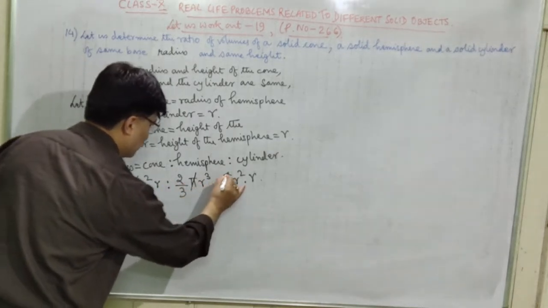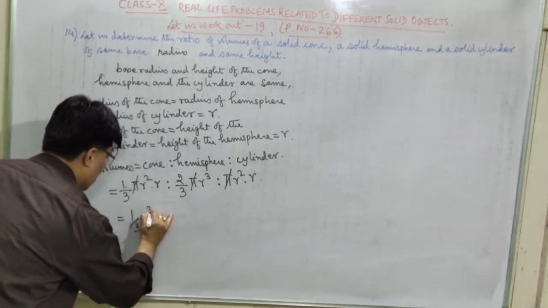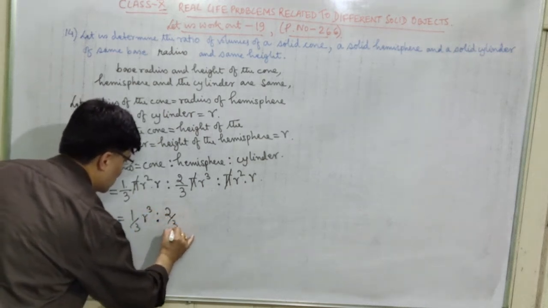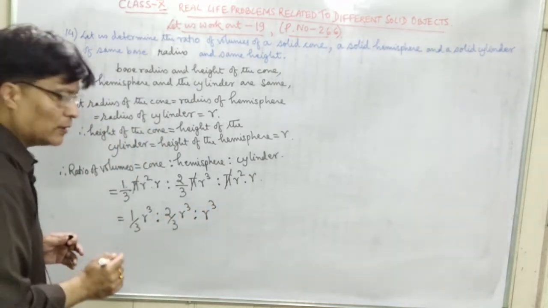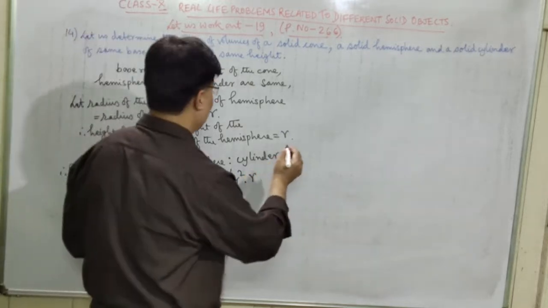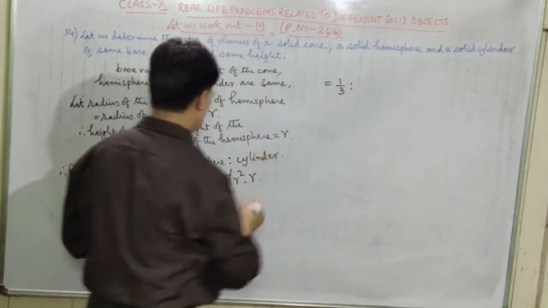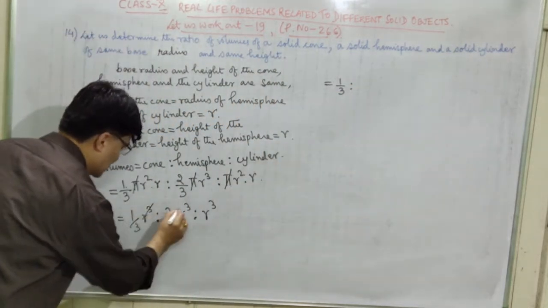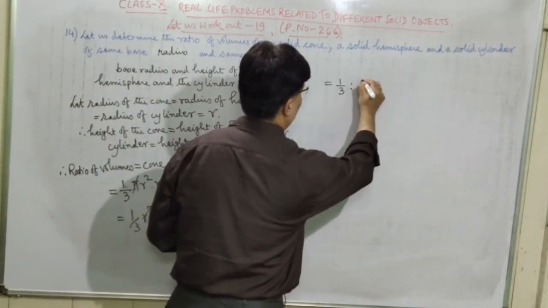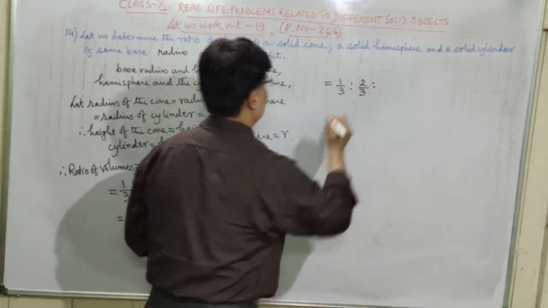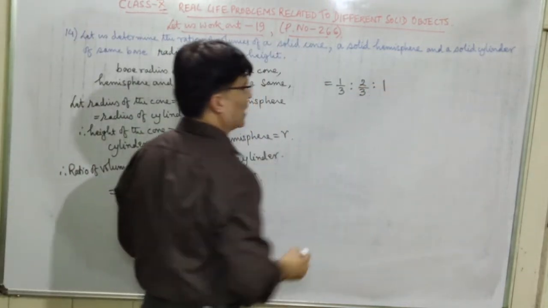Here pi will be cancelled, right? So it is 1/3 r cube is to 2/3 r cube is to, this is your r cube. Again, these similar terms r cube can be cancelled, which will be equal to 1/3 is to 2/3 is to, that is your 1. R cube is cancelled, that is 1.